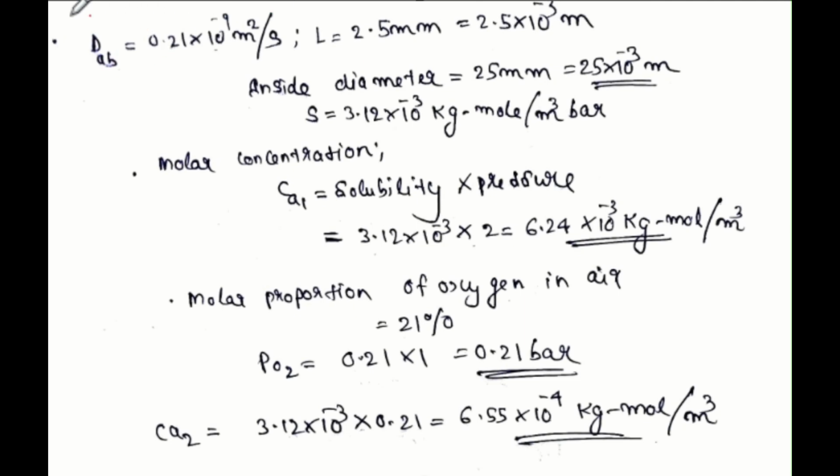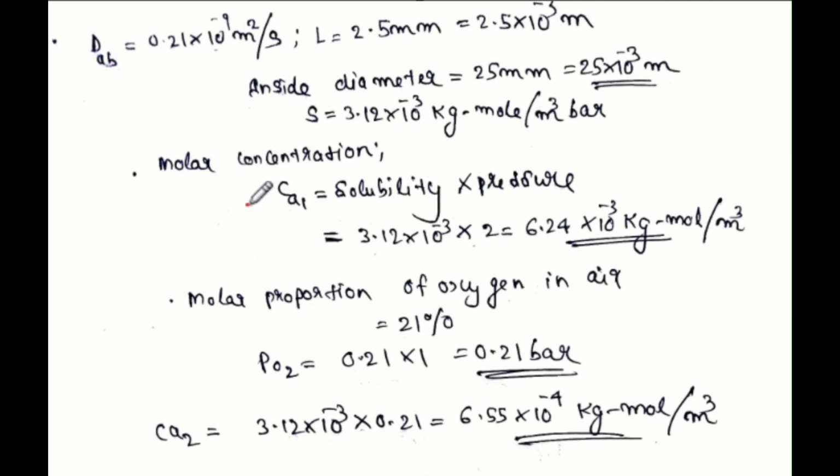In this question, first of all, writing all the given conditions we have. Diffusivity D is given. For length, they have mentioned the thickness. Since it is diffusing along the thickness, we have to take it as length. It has to be converted into meters because we have the diffusivity in meters, so we convert mm into meters. Similarly, the inside diameter, which is also given in millimeters, has to be converted into meters by multiplying it with 10 raised to minus 3. The solubility of the oxygen gas in the rubber is given.